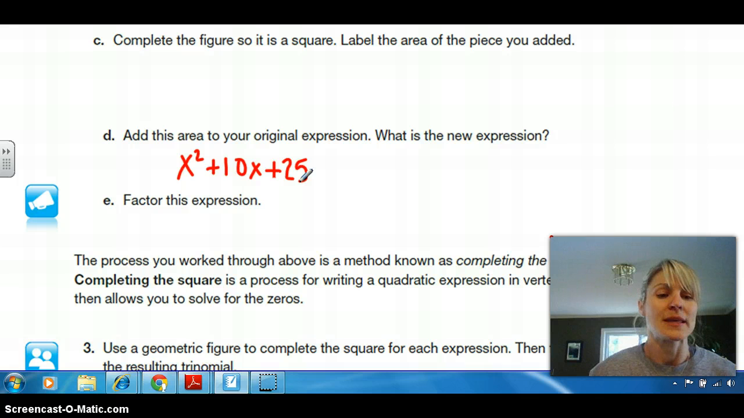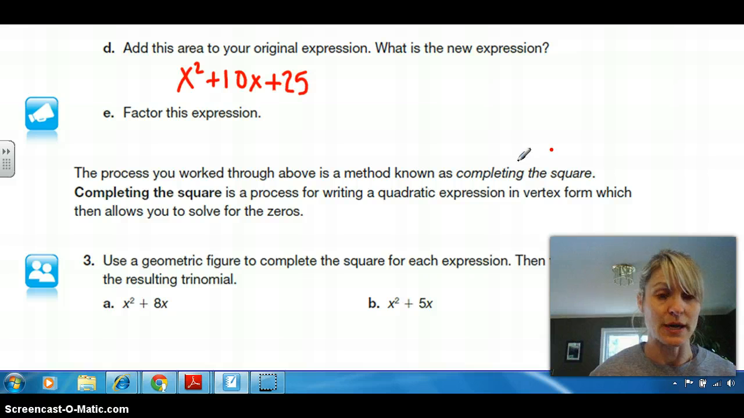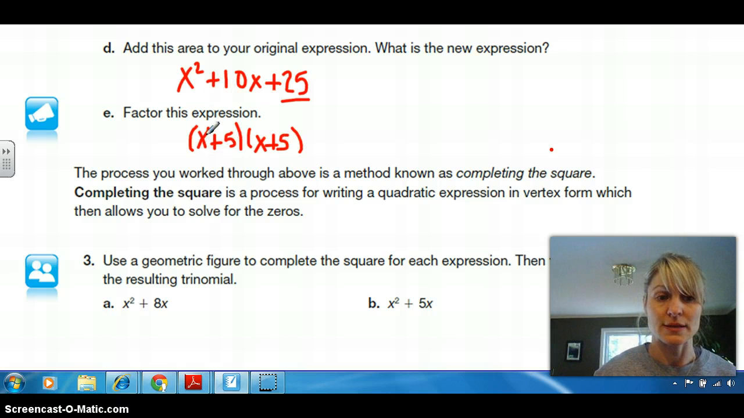Okay? Then it says factor this expression. Well, hopefully you realize that this is a perfect square. And these are all pluses. So that's going to be x plus 5 times x plus 5, right? That would multiply to this. This would give you x squared, 5x, and 5x is 10x, and 5 times 5 is 25. And we can shorten that by writing it x plus 5 squared.